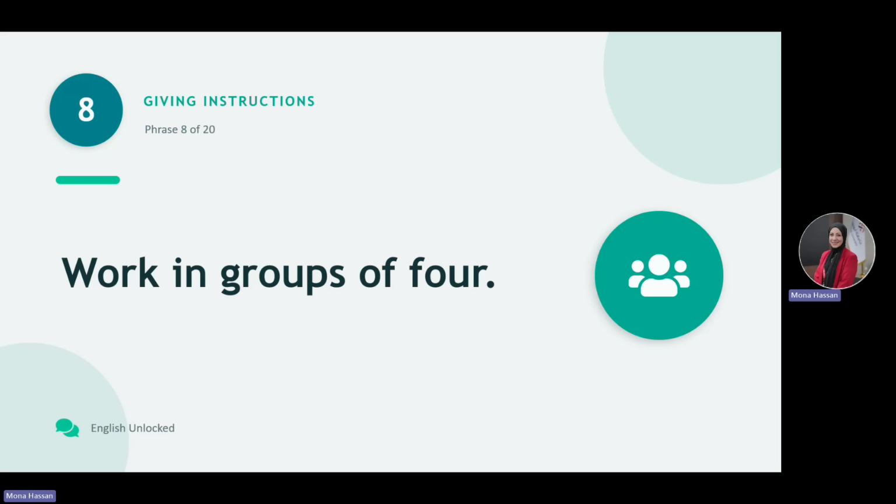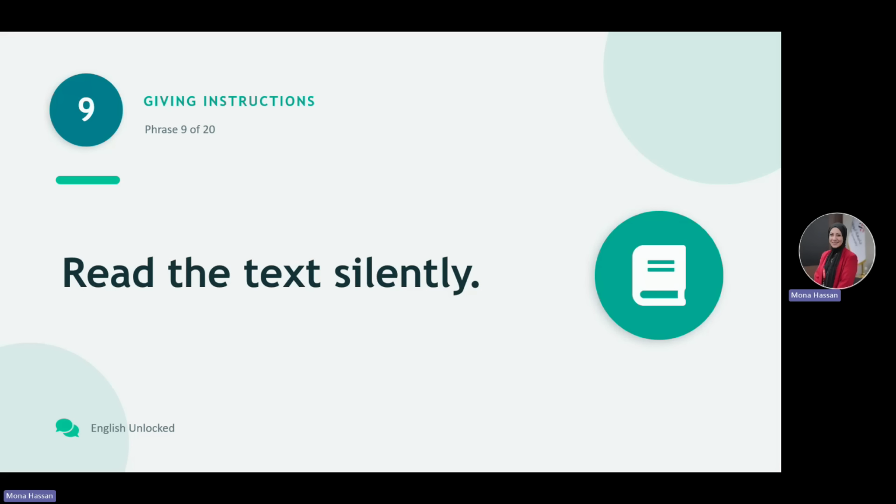If we are inviting them to work in groups, we just swap the number for the group size you need by saying, work in groups of 4. Inviting the student to read. And here it's great for reading comprehension activities. You can ask them to read the text silently. Or, of course, if you don't want them to read silently, you can change it into read the text out loud.